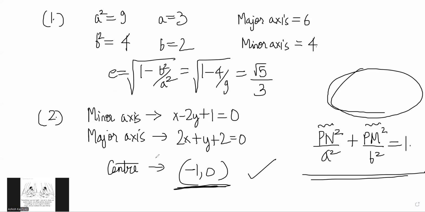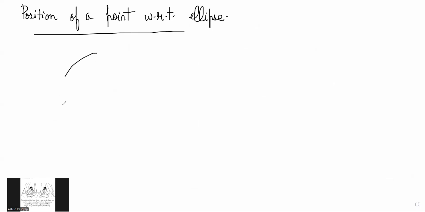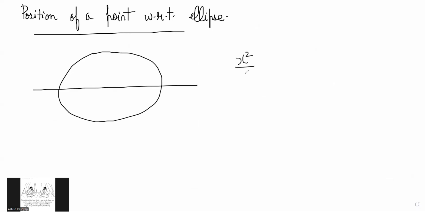Okay. One last thing that I wanted to discuss in today's video for the ellipse was position of a point with respect to an ellipse. So this is a simple idea. The ellipse is a closed curve, and we can say that if the equation of the ellipse is this, this is the standard equation of an ellipse.